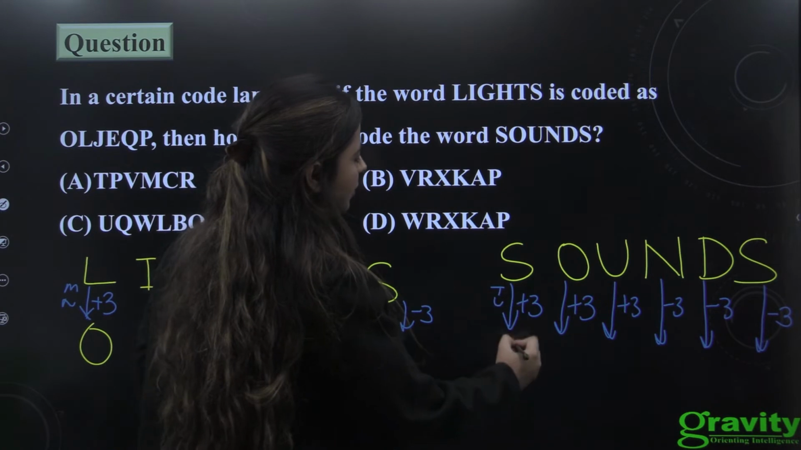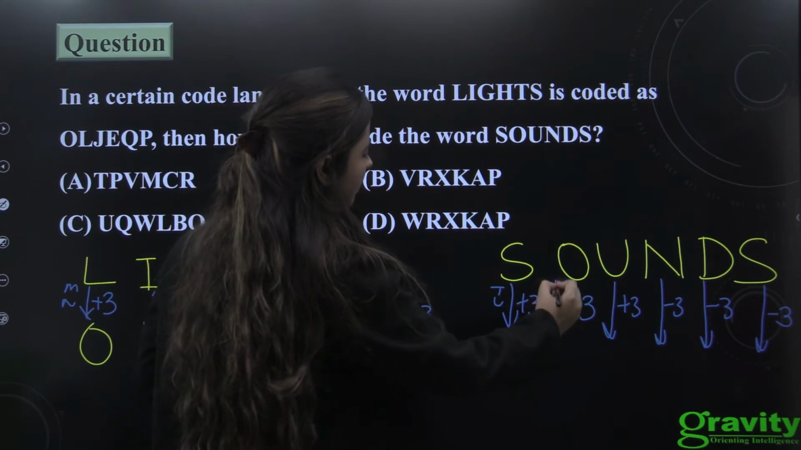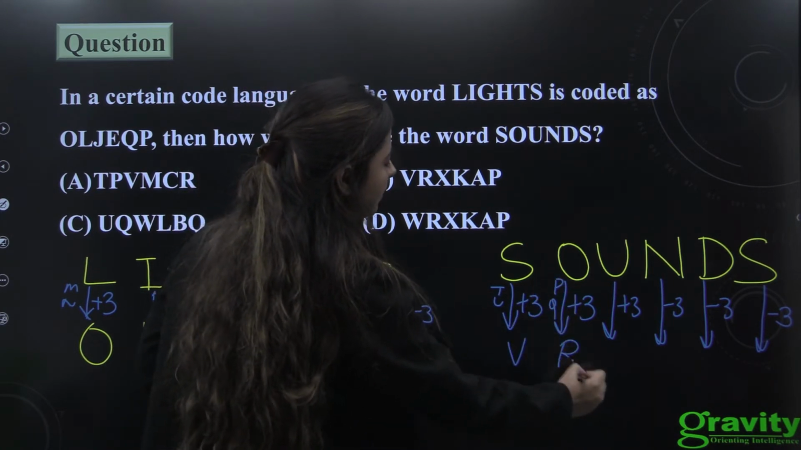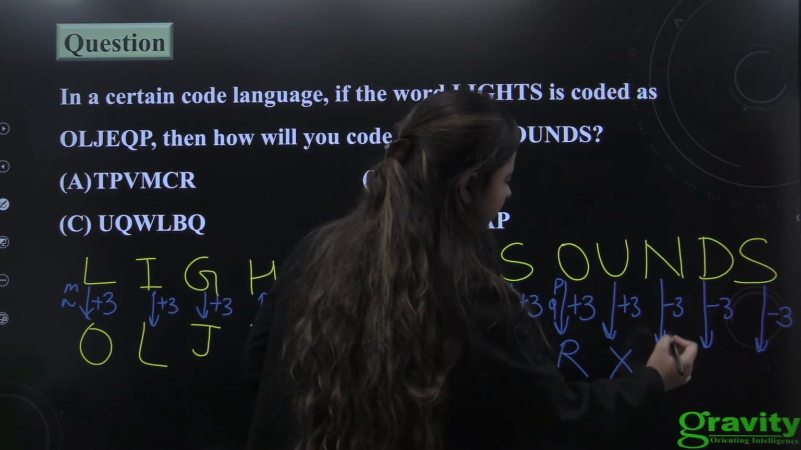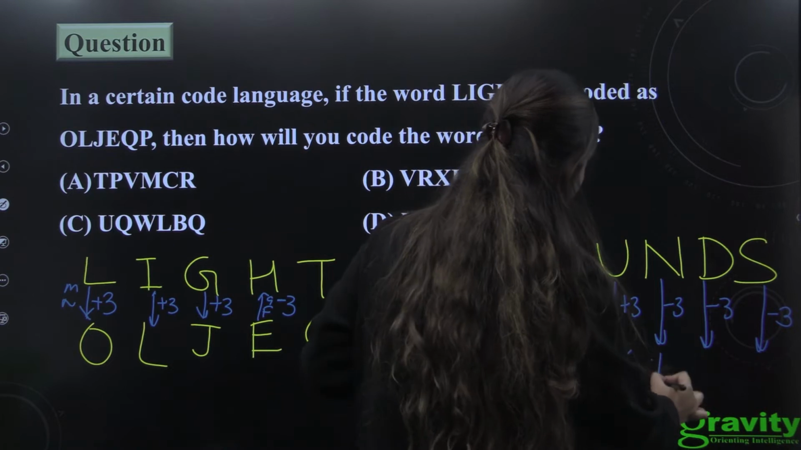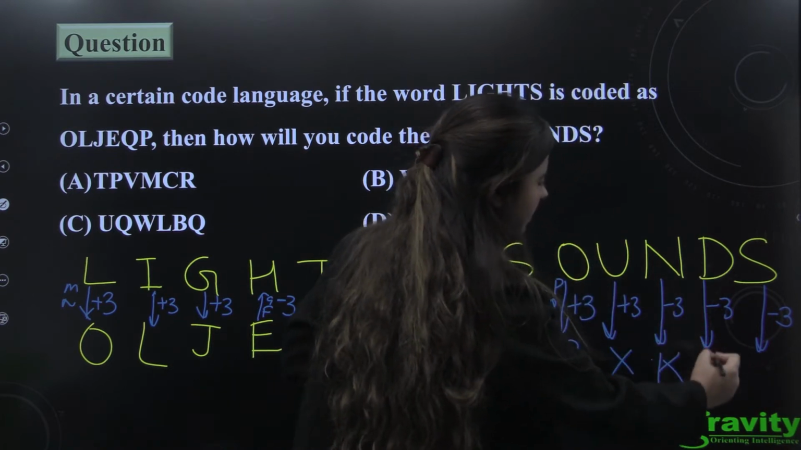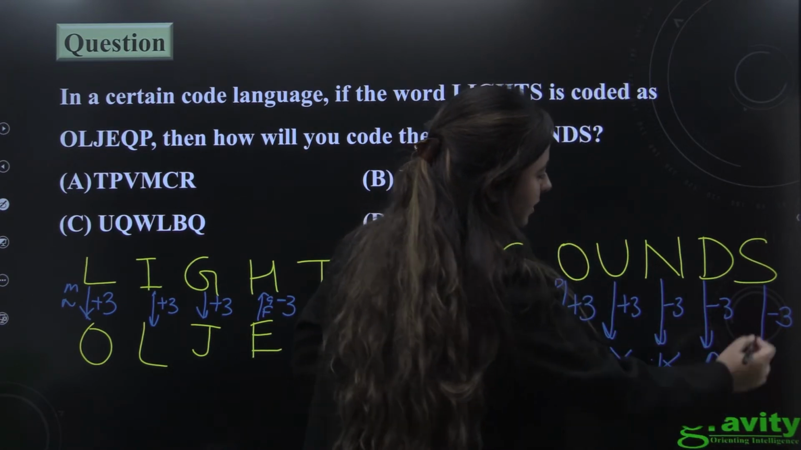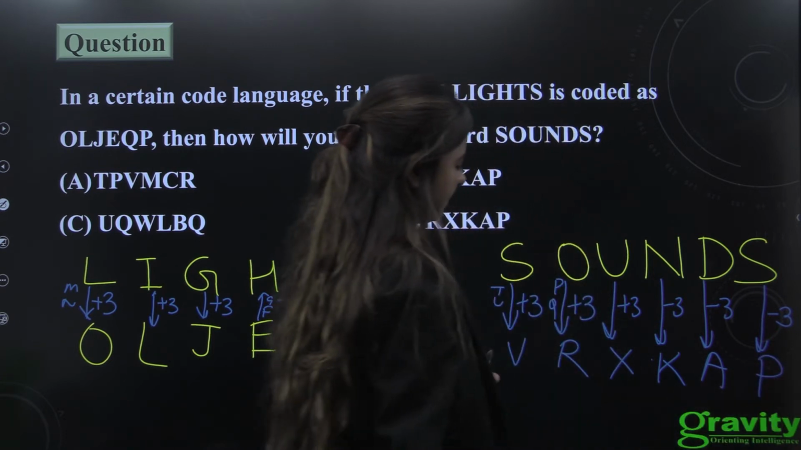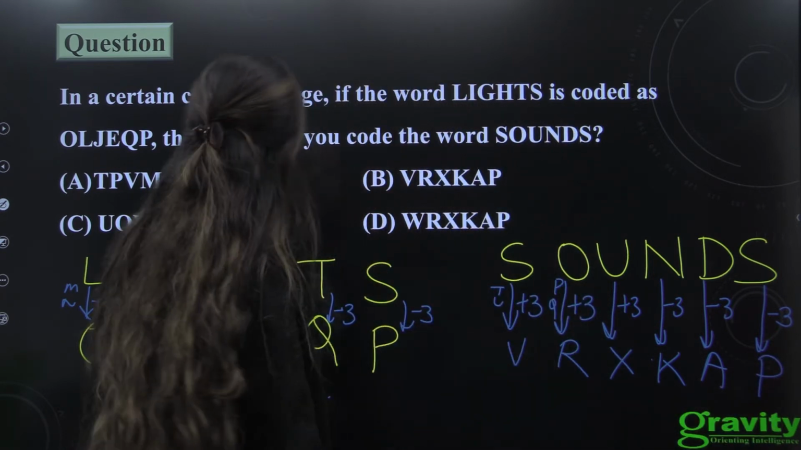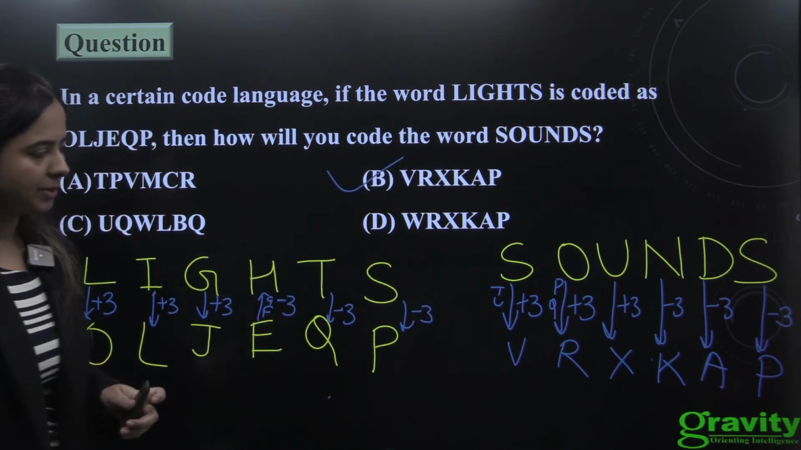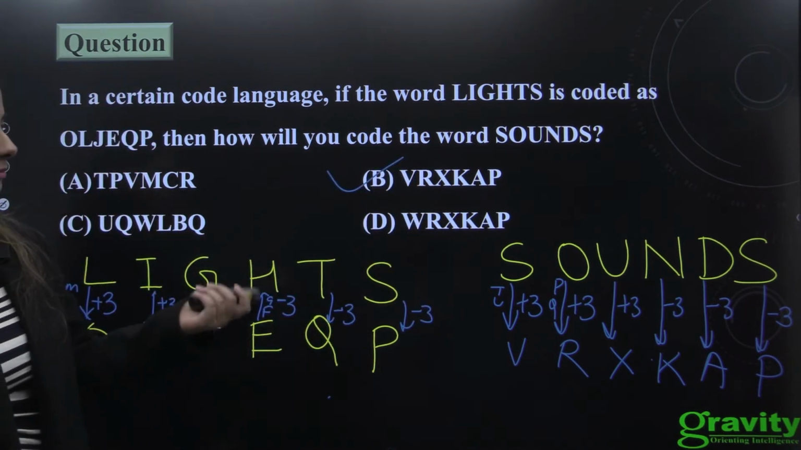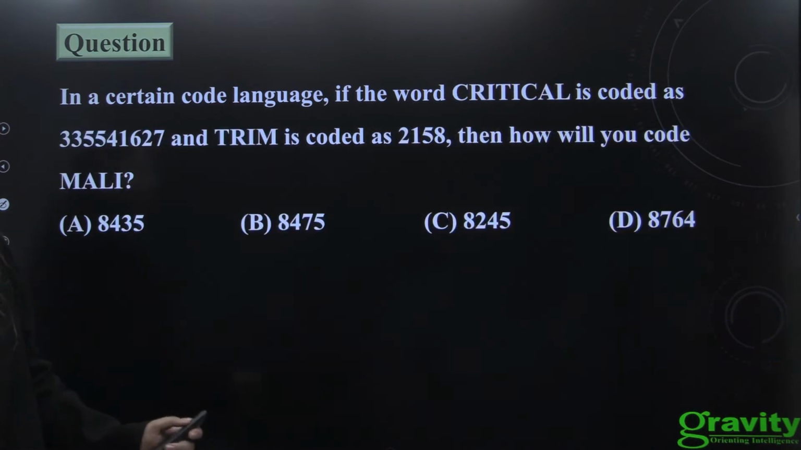S, T, U, V, O, P, Q, R, X, K, A, B, C, P, Q, R, S. VRX, KAP. Option B. Moving on.